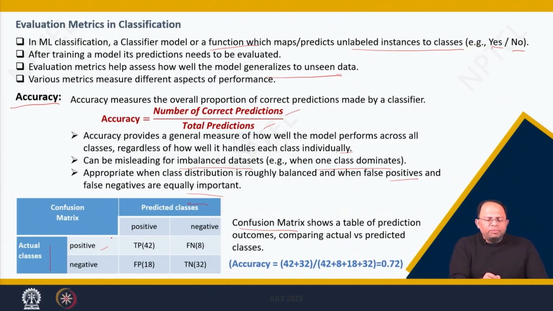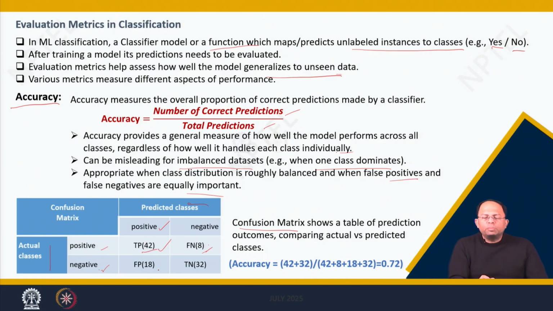So, these are positive ones and these are predicted as positive ones, right? These are called true positives. Let us assume there are 42 of those. And then this is a positive one but predicted as a negative one. That means it is a false negative. It is actually not a negative but predicted as negative. So, there are 8 of those. Then this is negative, that negative, or this is male or this is female. So, it is how many of them are predicted as positive or male.